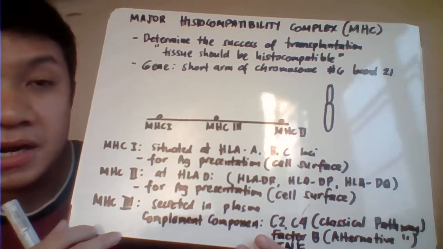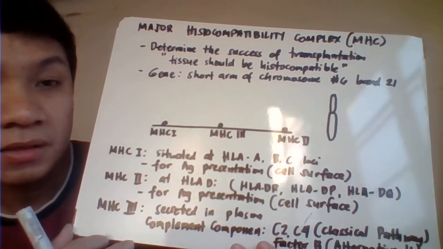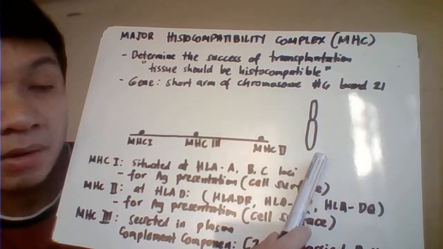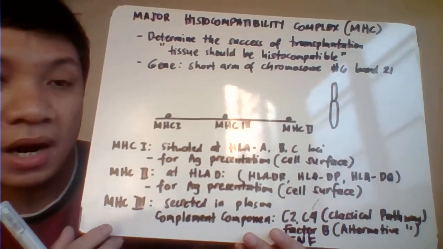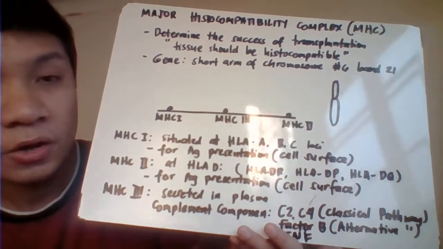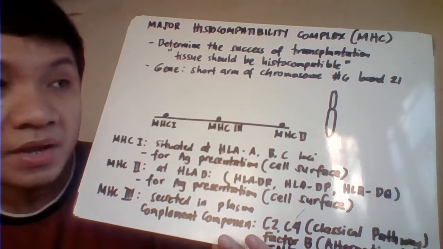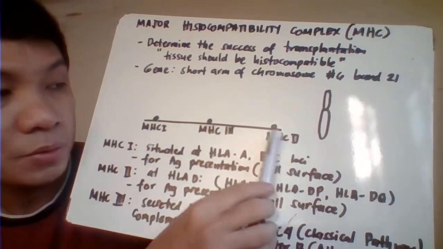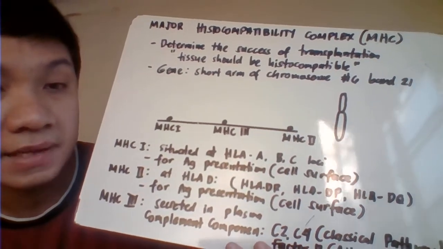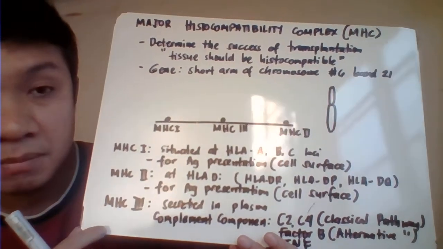Okay, so the gene here coding for the MHC is located in chromosome number 6 on the band 21 in the short arm of that. So this one is your chromosome number 6. We have the short arm and we have here the long arm. So there are three regions here. Actually, there are three regions on which your MHC molecule here is being encoded or could be found. We have here MHC class 1, MHC class 2, and at the middle portion of chromosome number 6, you can find here your MHC class 3. Okay, so we have here the overview of your major histocompatibility complex.